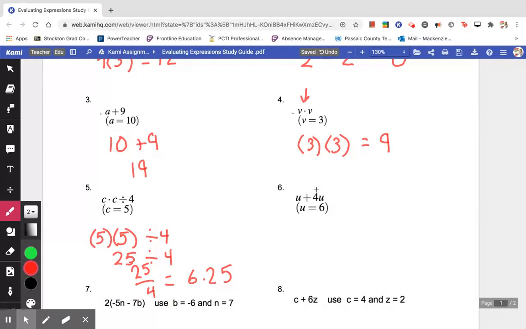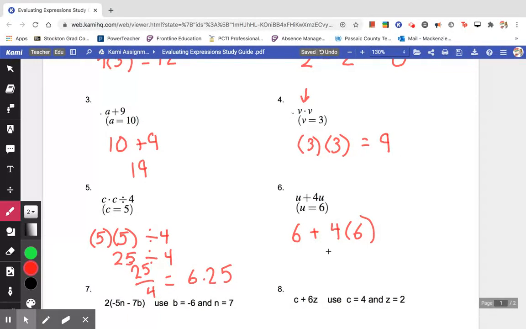Number 6, I have u plus 4u. So again, because of this 4u here, I know I'm going to need parentheses. So I'll plug in the 6 here, plus 4. But again, I'm not just putting the other 6 here. I have to copy down the parentheses. So this 6 is going in for this u. I'm copying the 4 down, and 6 is going in for the second u.